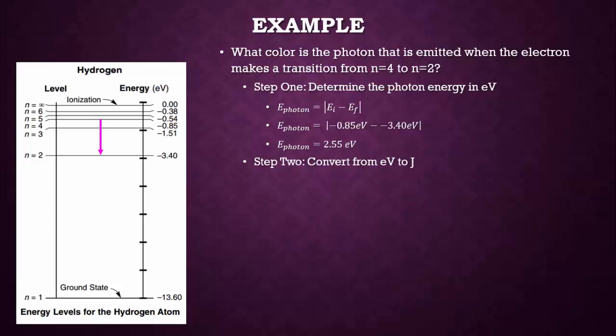Next, we have to convert from electron volts to joules. To do this, we'll set up a proportion. 1 electron volt over 1.6 times 10 to the negative 19 joules equals 2.55 electron volts over x. We find that this energy in joules is 4.08 times 10 to the negative 19 joules.